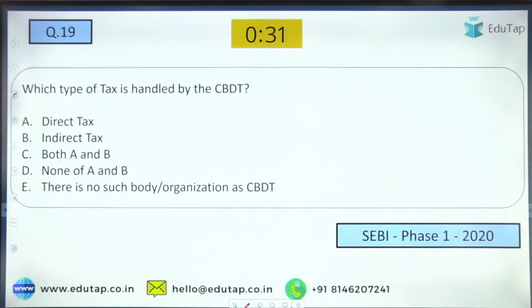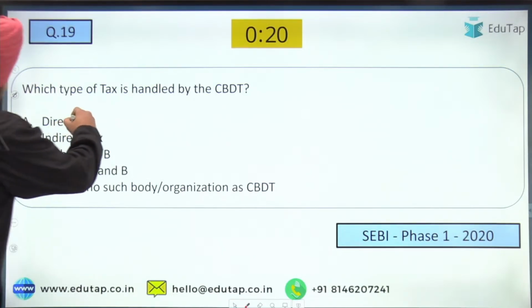Yes, very good. So question number 19, which type of tax is handled by CBDT? Question number 19A, yes, CBDT handles direct tax.